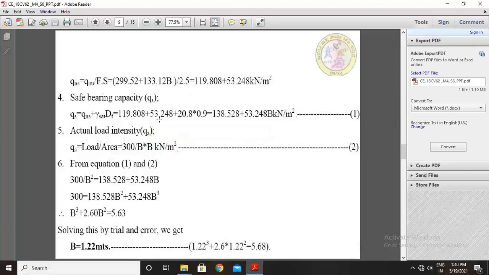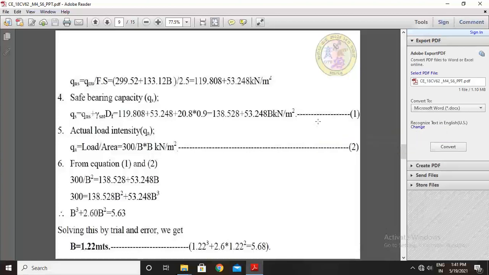119.808 plus 53.248 B plus gamma saturated 20.8 into Df 0.9. So finally we are getting 138.528 plus 53.248 times B in kilonewton per meter square. This is equation 1. So this is the safe bearing capacity in terms of B that we are getting.